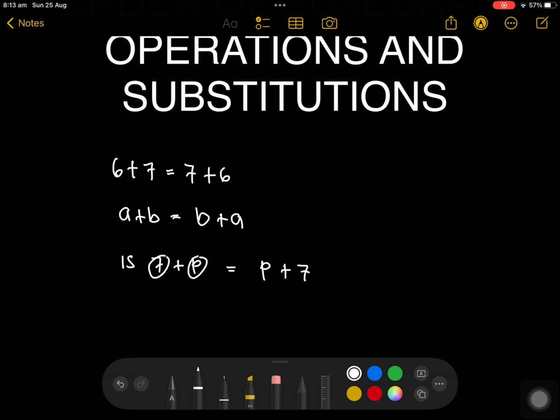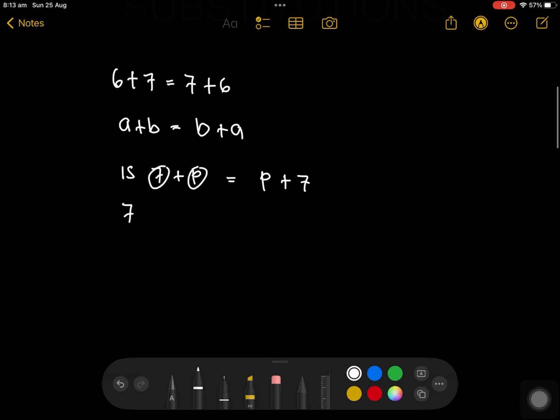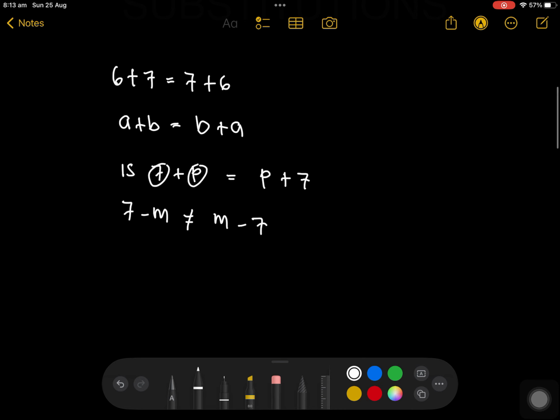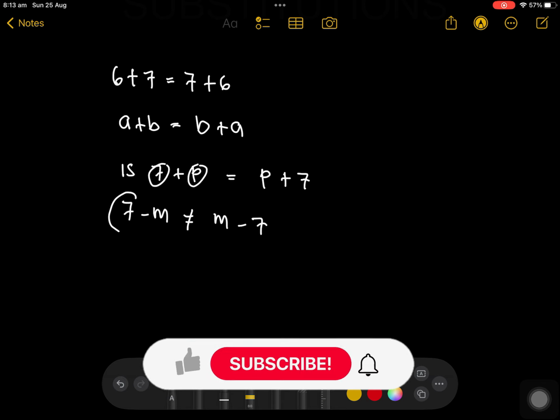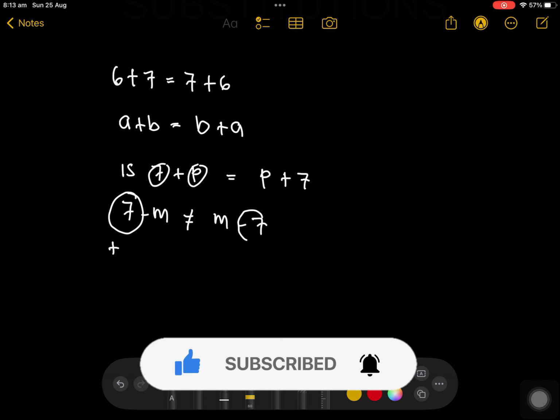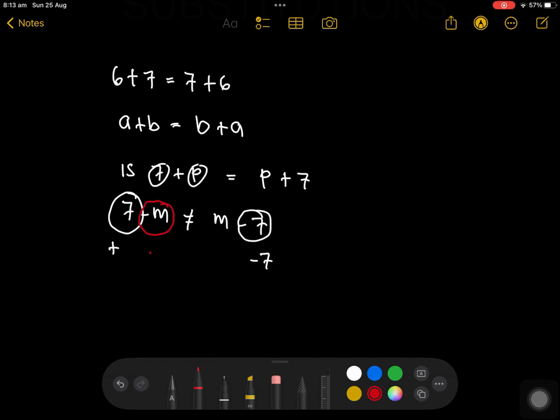Okay. How about in this case? If you have 7 minus M, is it equal to M minus 7? Correct, that's exactly correct. So in this case, they are not equal. Why? Because in here, 7 is positive, while on the other side, 7 is negative. Also in here, M is negative, and in here, M is positive. So they are not equal.